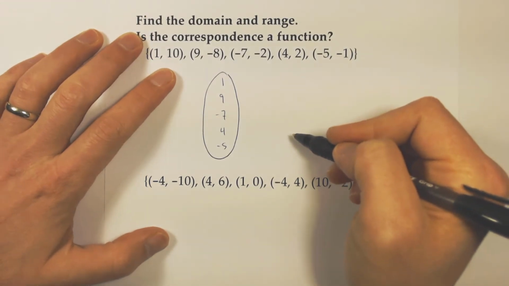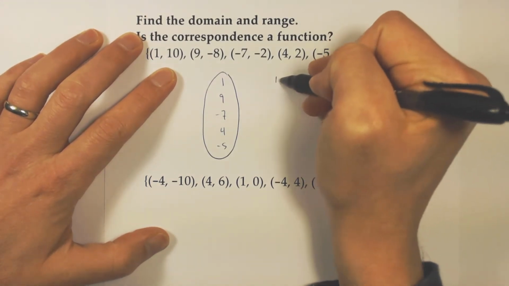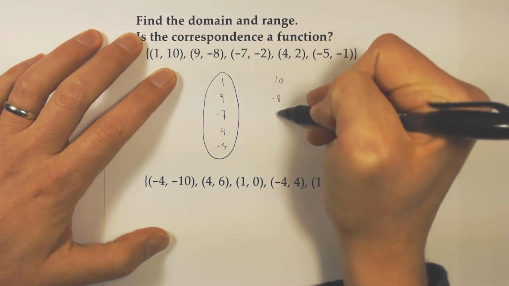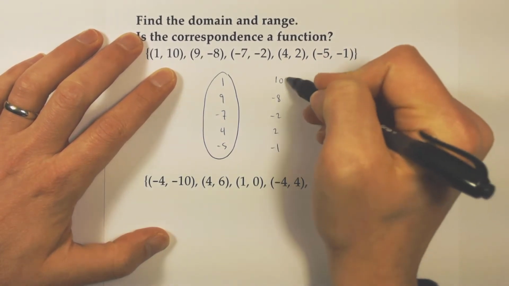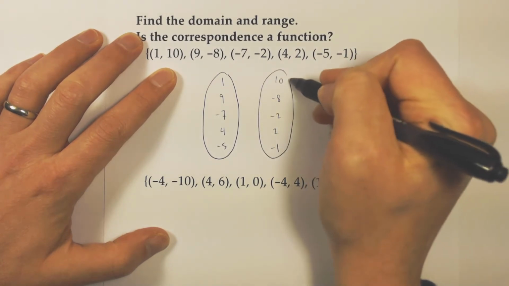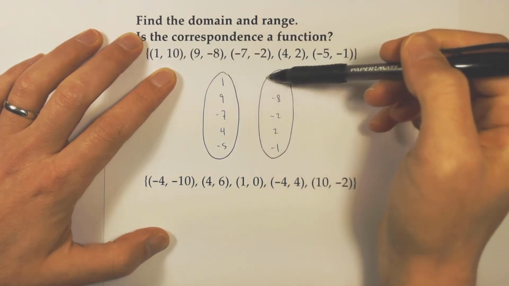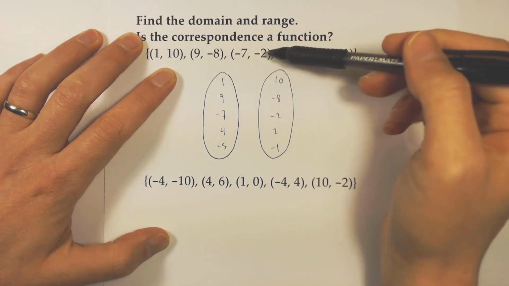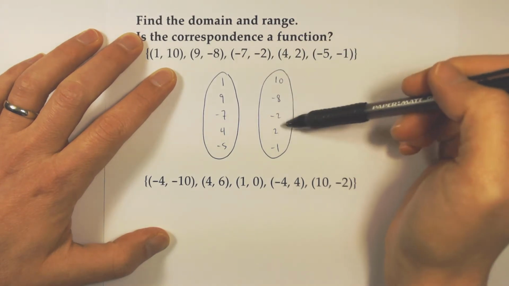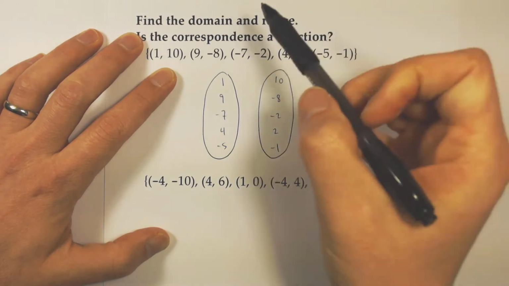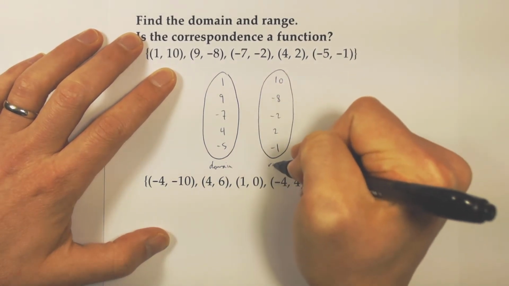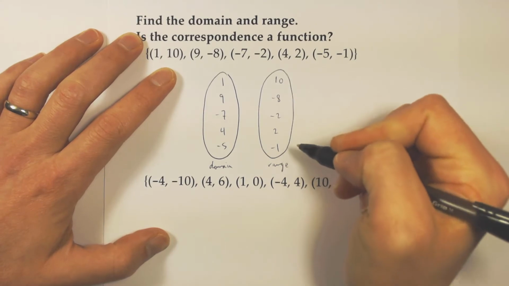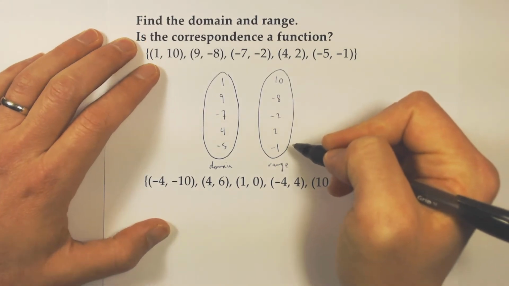Then we do the same with the y values. Each of the y values will go into a set called the range. So again, I took the 10, the -8, the -2, the +2, the -1. So this is our domain. This is our range. And now we're going to see if this represents a function.